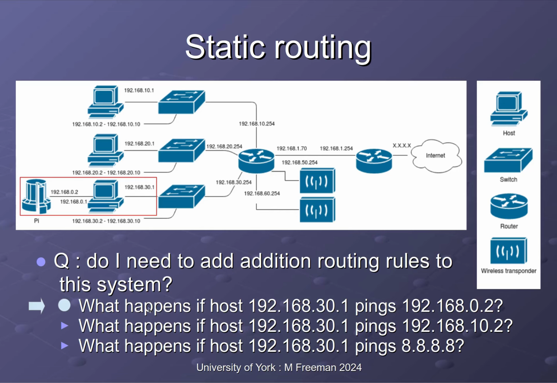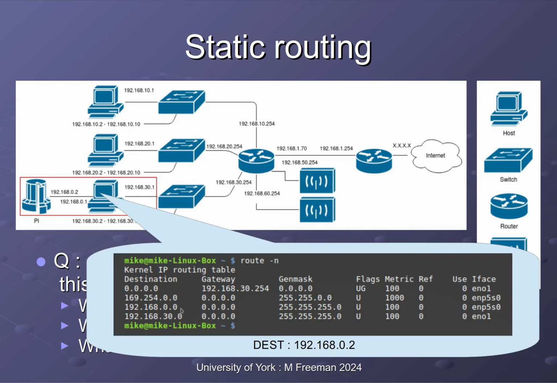Let's look at this first example. What happens if I'm on this machine? This machine's IP address is 192.168.30.1. I want to ping the IP address 192.168.0.2, which is the IP address of this Pi connected to that machine. So what it would do is look at its routing table. It has to decide where to send that packet. The routing table for that machine, as we saw previously, is this. So the destination IP address that we're trying to access, 192.168.0.2, it will apply these masks and then see which is the closest match, which is the longest match.